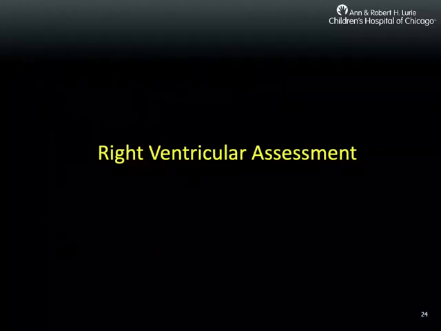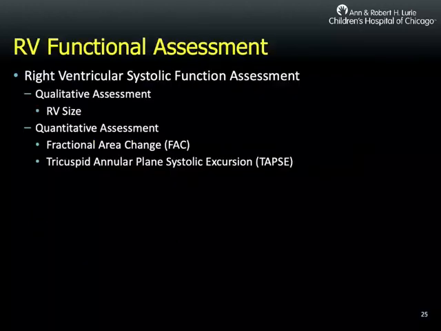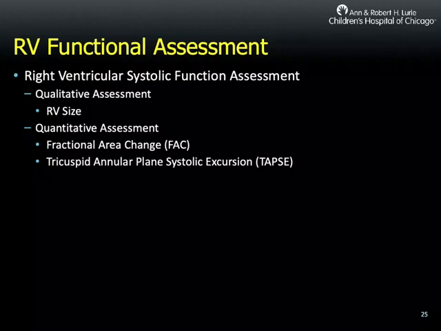So let's review the right ventricular assessment. Again, we'll be looking at the qualitative assessment, looking predominantly at the RV size, hypertrophy, as well as overall movement. And then the quantitative assessments, looking at two measurements: one known as the fractional area change, or FAC, and the other, the tricuspid annular plane systolic excursion, also known as TAPSE.